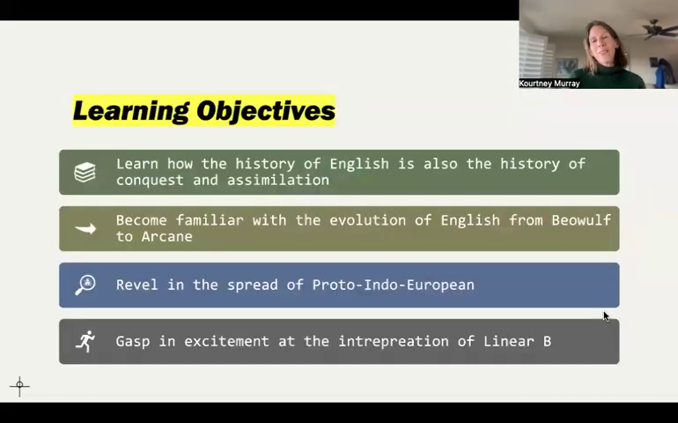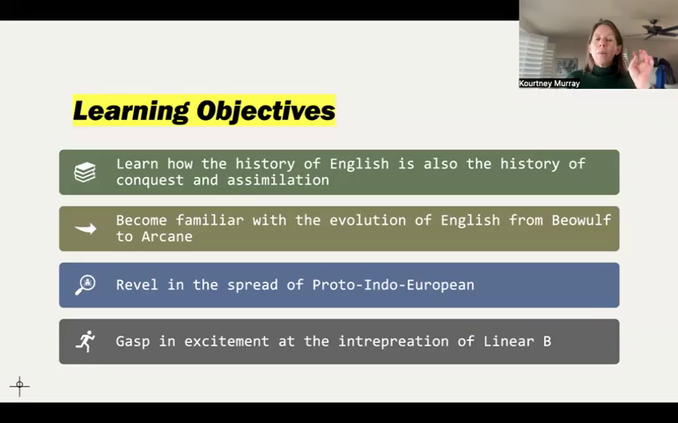There we go. So here are our learning objectives. In the entire first week of lectures, not only this lecture, but the two that follow it, these are going to be our learning objectives. So we're going to learn how the history of English is also the history of conquest and assimilation. There's a really interesting connection. Many of you may know this from different classes already between language and really colonialism, if we're being honest with each other, but also the history of English in particular is such an interesting epic saga of power. And so we're going to briefly go over that.